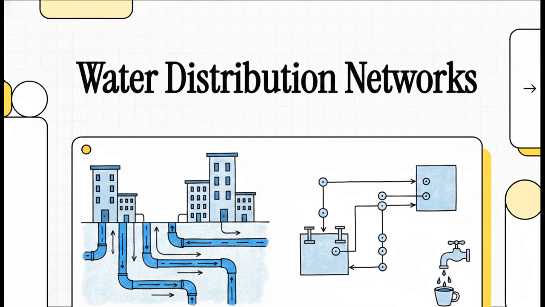Ever turn on your tap and just expect a perfectly calculated rush of water to come out? It feels like magic, right? Well, actually, it's all thanks to a massive hidden blueprint of complex engineering right beneath our feet that keeps our cities alive. But how does it actually work?